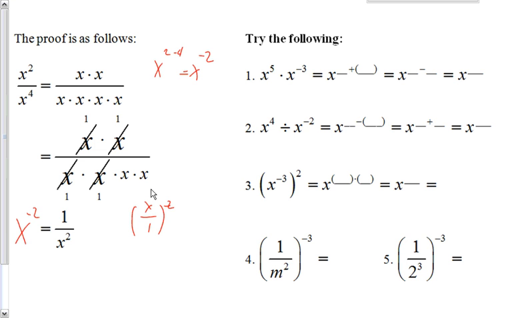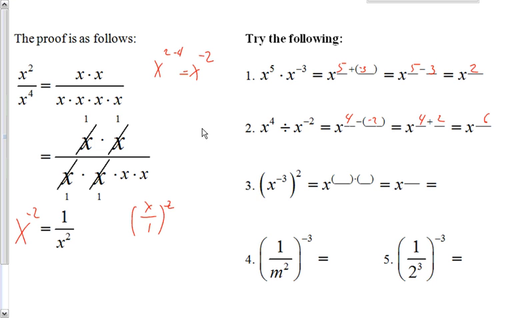All our rules still apply. Remember, when you multiply, you add exponents if they have the same base. 5 plus a negative 3 is the same as 5 minus 3, which is 2. And x to the fourth divided by x to the negative 2 is 4 minus negative 2, because of power divided by power subtraction. And two minuses make a plus, so 4 plus 2, which is 6.